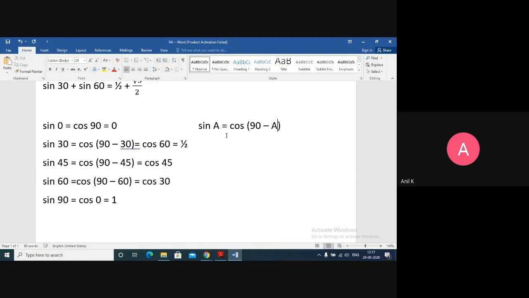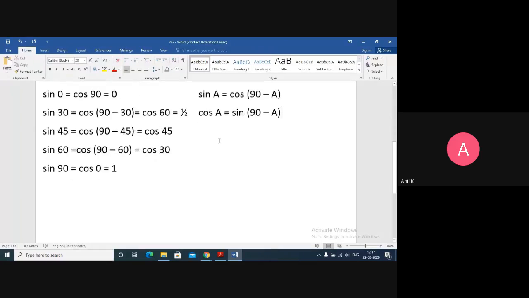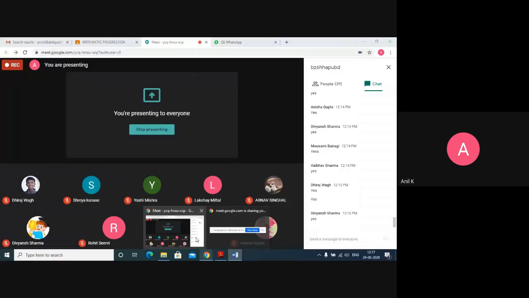This has to be a capital letter. So this is one formula. Sin theta is nothing but cos 90 minus theta, or vice versa. I can rewrite another formula as cos A is also equal to sin 90 minus A. Is the formula derivation clear for everyone, or any confusion, students?